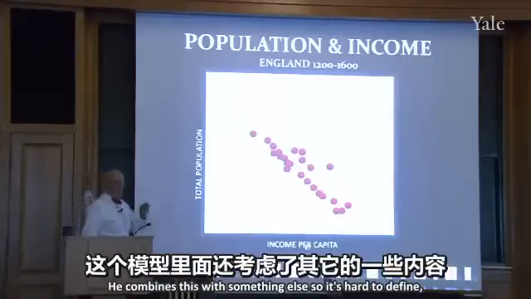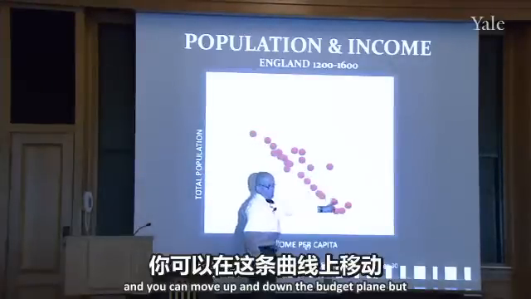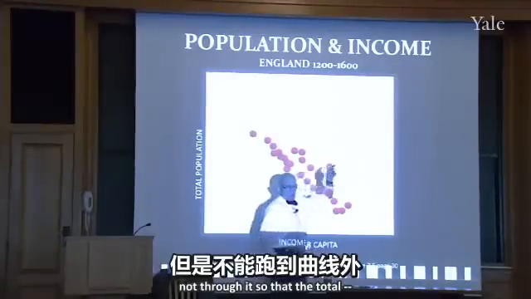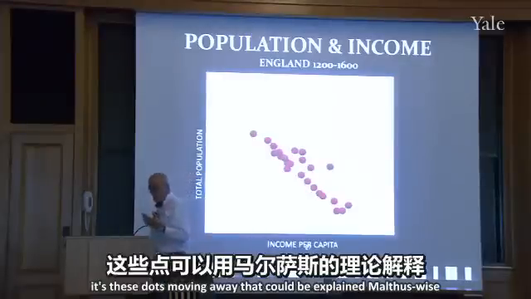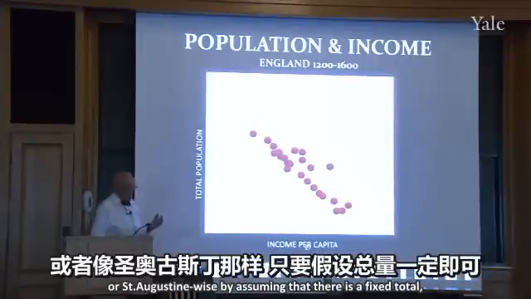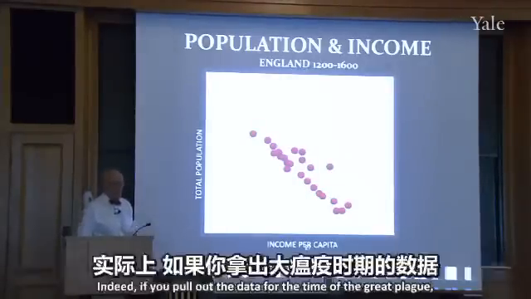He combines this with something else, so it's hard to find, but if you decombine it, it's almost as if there were a budget plane here. And you can move up and down the budget plane, but not through it. So that the total, these dots move in a way that could be explained Malthus-wise, or St. Augustine-wise, by assuming that there is a fixed total, and you can use it to feed more people worse, or fewer people better.